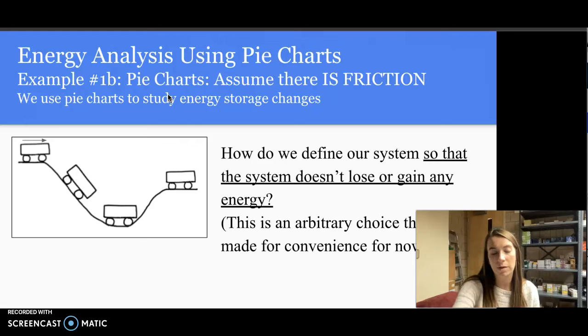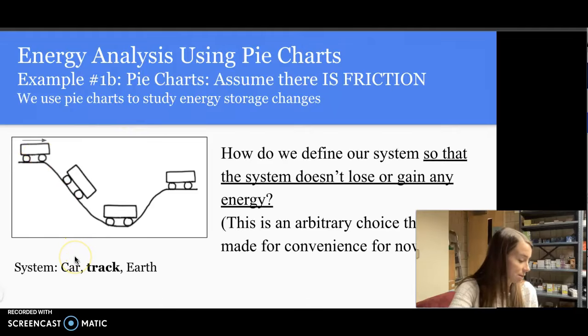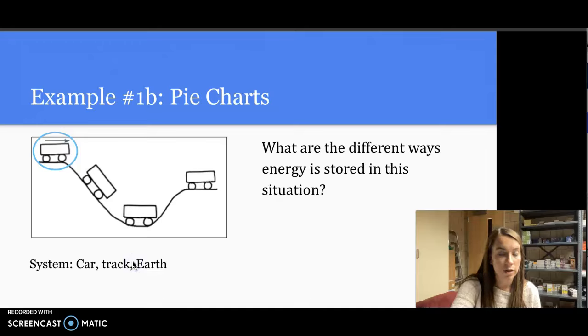As the cart goes down the ramp, what gets warm? Well, the cart gets warm and the surface gets warm. So let's add the surface into our system, the track. So under system for 1B, we're going to say it's the car, the track, and the earth, so that we cannot lose any energy, so that the energy is all staying within my system. So then what are the energy storage modes? How is energy stored?